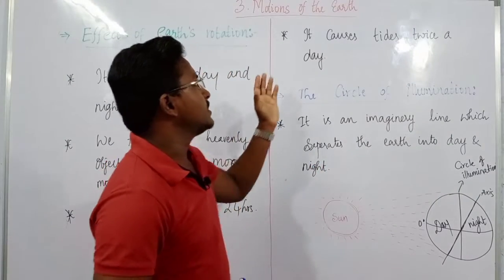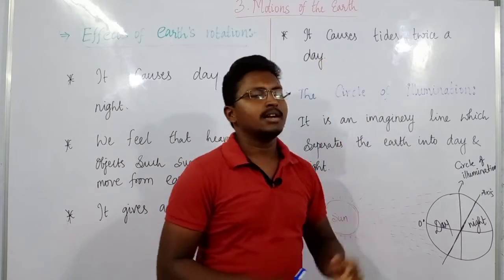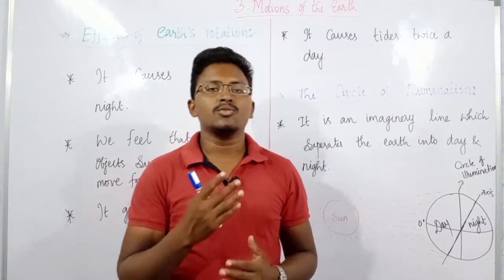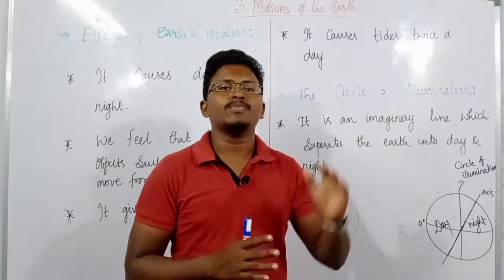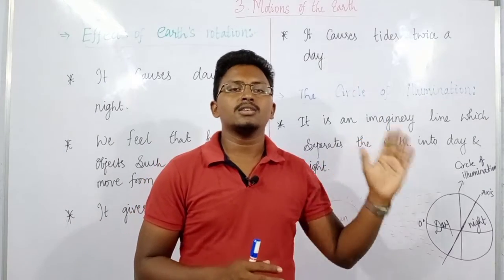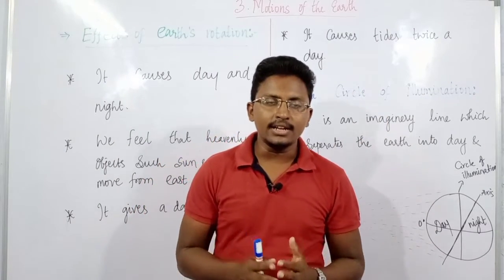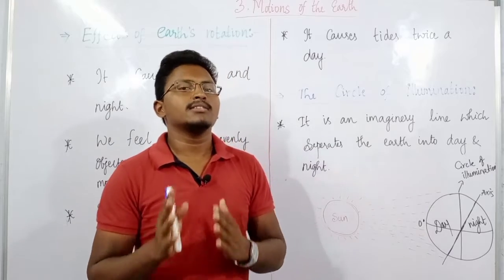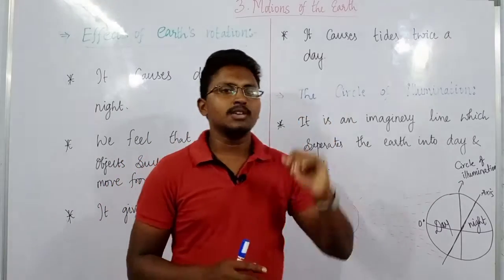Then the last one is that it causes tides twice in a day. What are these tides? As you all know, tides occur two times in a day, high tide as well as low tide, in the oceans. Why they occur is also because of the rotation of the earth.